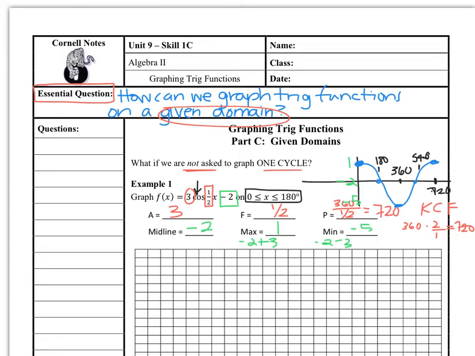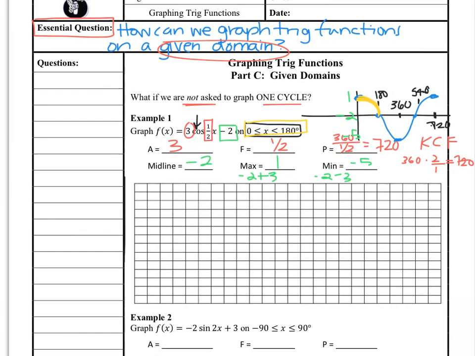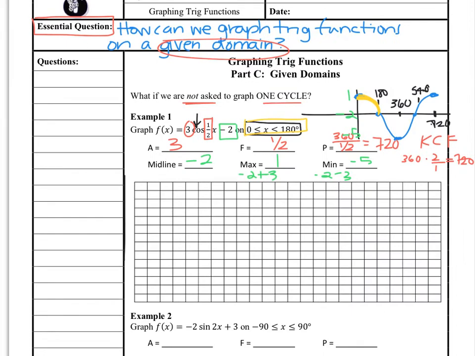Because our given domain is from 0 to 180, all I'm going to be graphing on our actual graph is this portion here, from 0 degrees to 180 degrees. And so now I'm going to put my axes on the graph below and start sketching only on the given domain.